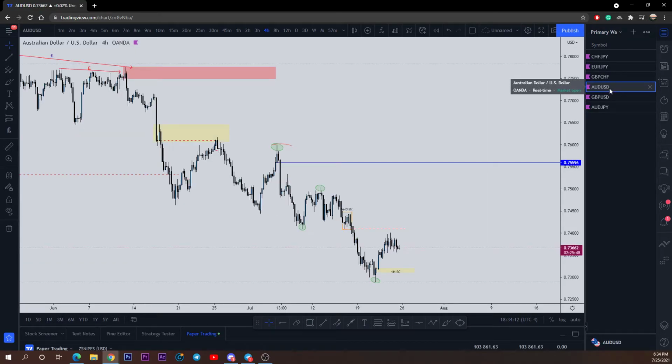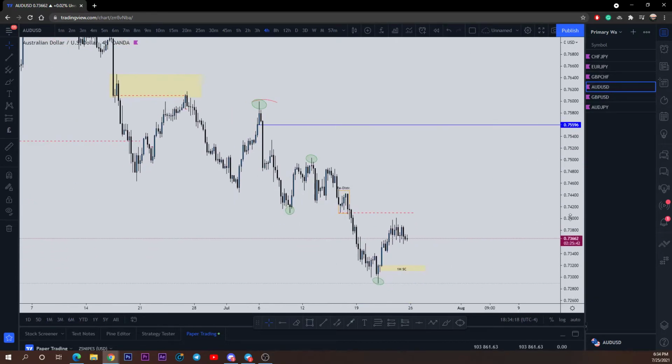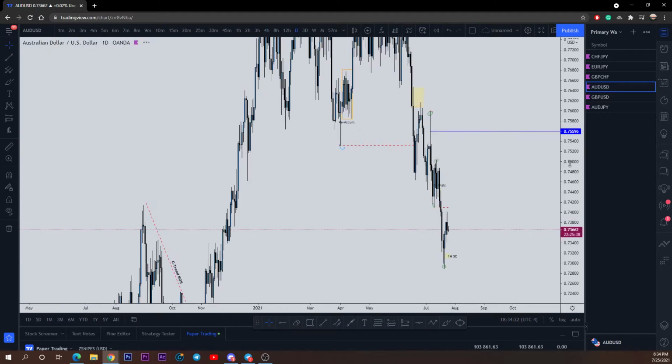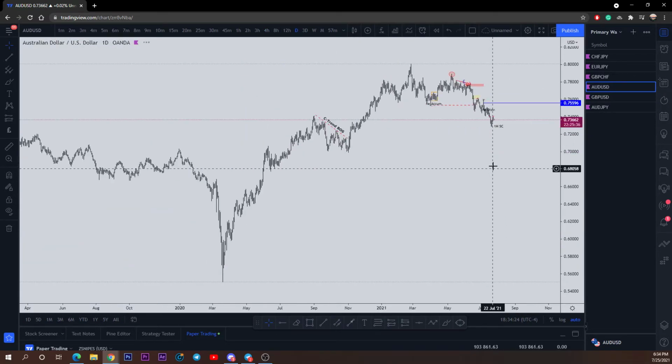AUD/USD. Okay. AUD/USD doesn't look that bad. Go to the high time frame real quick. Okay.